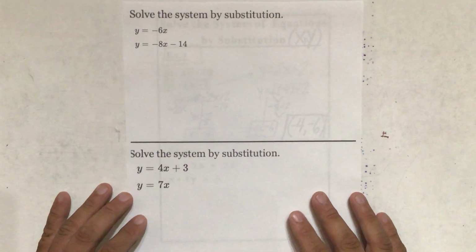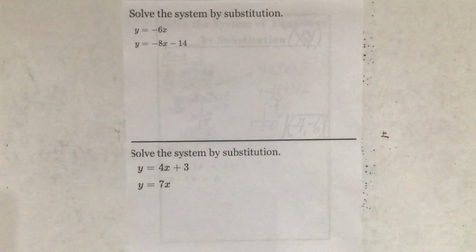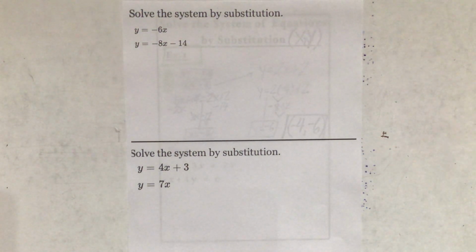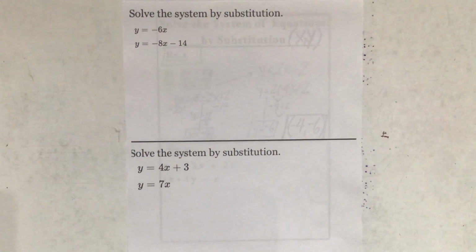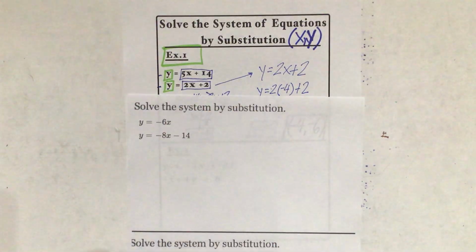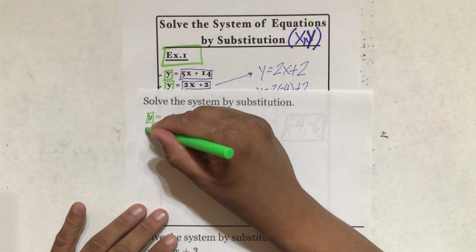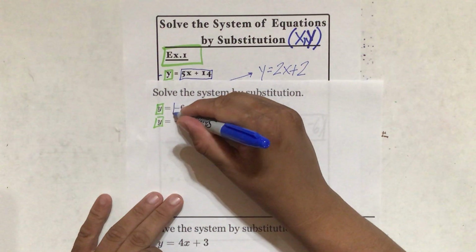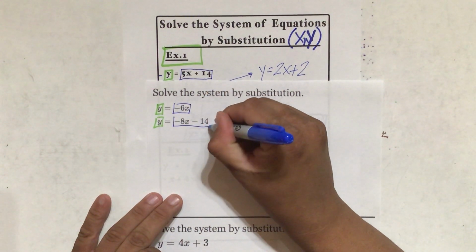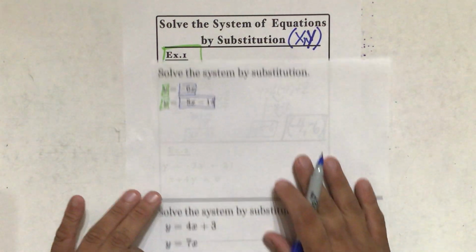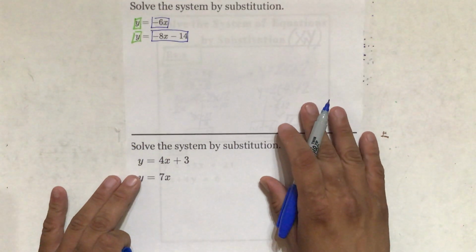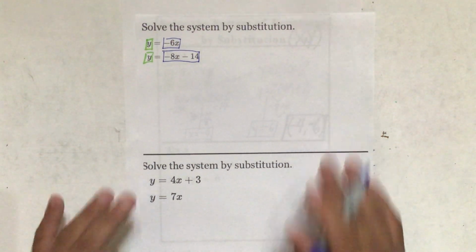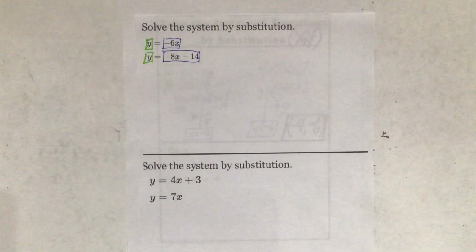It says, solve the system by substitution. y equals negative 6x and y equals negative 8x minus 14. As we saw in the previous example, since these two y's are equal, that means these two here are equal as well, right? So let's set them up as equal.